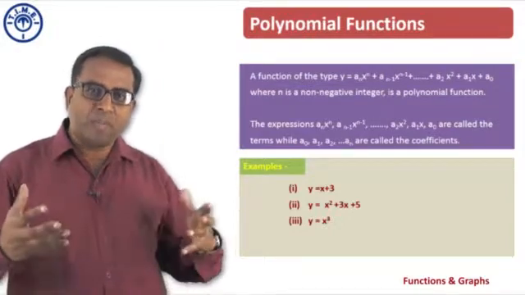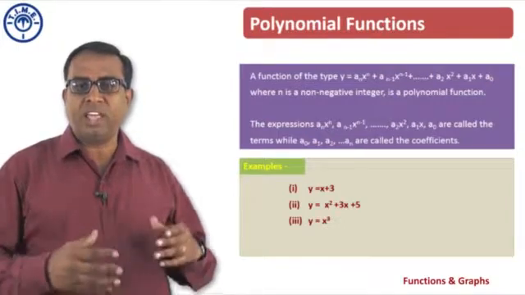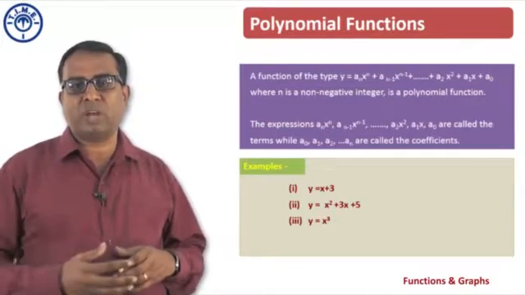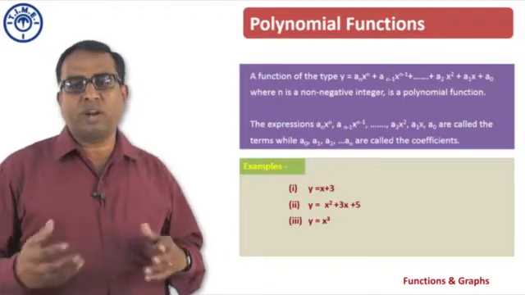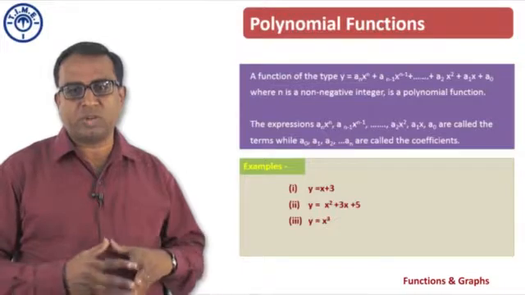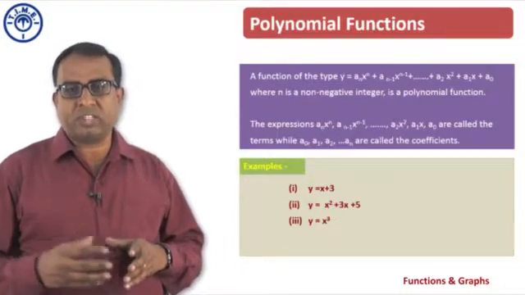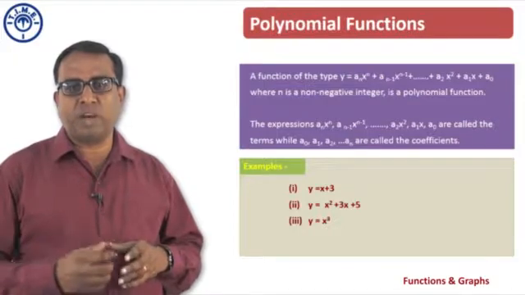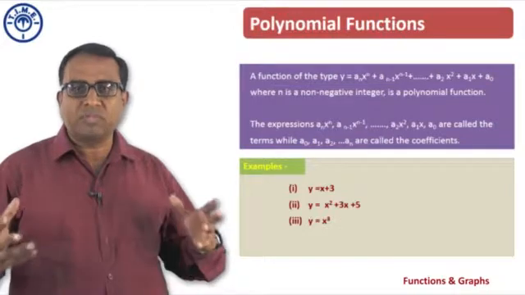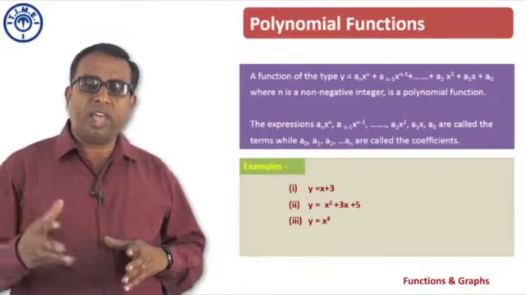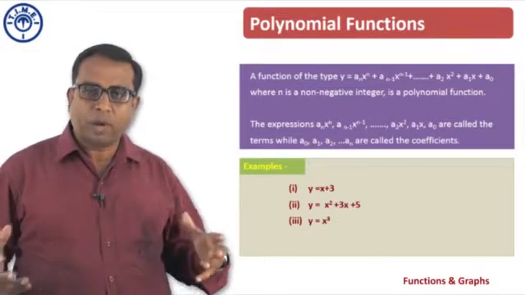We give a general form of a polynomial function as y equals a_n x power n plus a_(n minus 1) x power n minus 1, and then it goes on up to a naught, where n is a non-negative integer. It's called a polynomial function. The expressions a_n x power n, a_(n minus 1) x power n minus 1 are called the terms of the polynomial, and the a_i's are called coefficients of the polynomial.